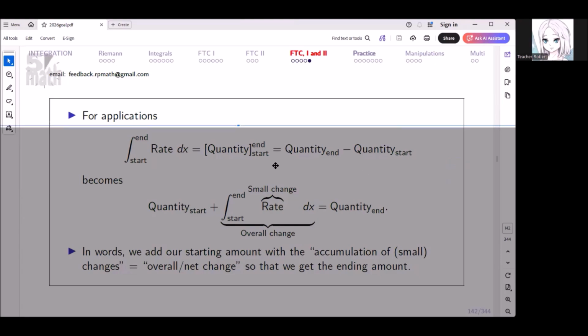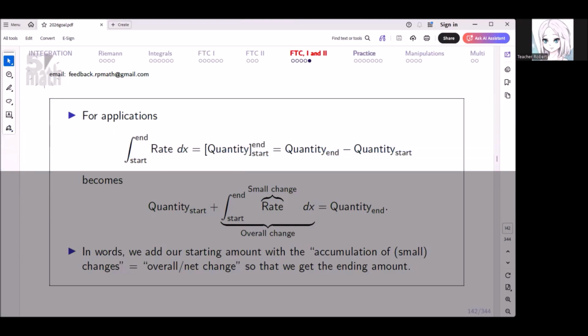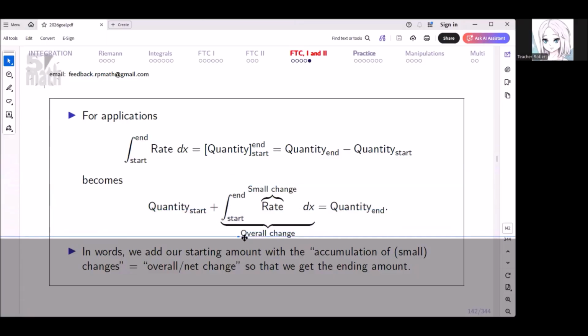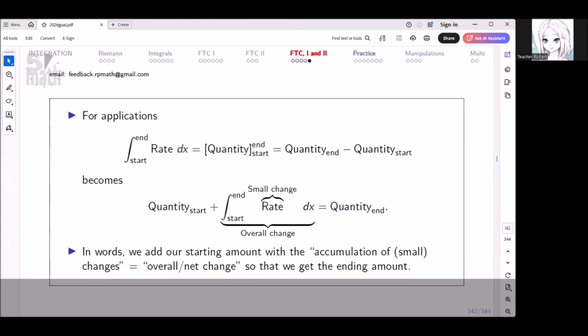For applications, integral from start to end of the rate dx equals quantity from start to end, equals quantity at the end minus quantity at the start. Becomes this. In words, we add our starting amount with the accumulation of small changes, which equals the overall net change, so that we get the ending amount.